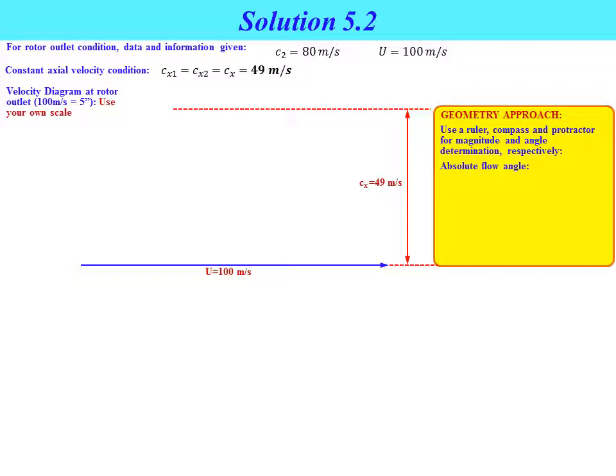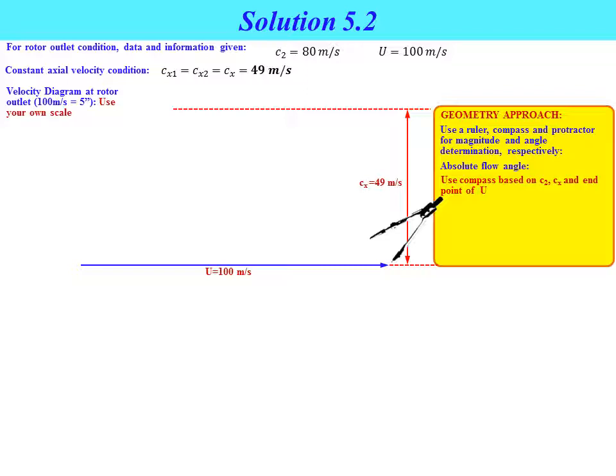So for absolute flow angle alpha 2, the value is not given, so we need to use a compass based on C2 information, and also Cx and the endpoint of vector u. From the endpoint of vector u, we need to draw a circle by using a compass. First you need to set the compass to a distance that represents the value of C2, which is equal to 80 meter per second.